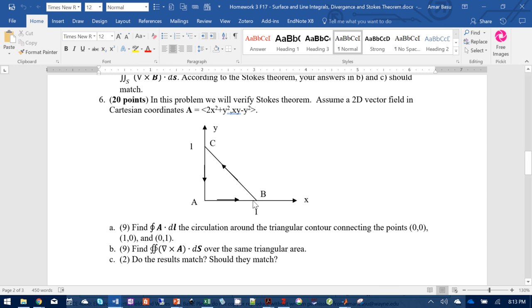When you do Stokes' theorem, you have to actually integrate the curl over a triangular area, which is a type of problem that we did in the previous homework. So it ties in a lot of the concepts.